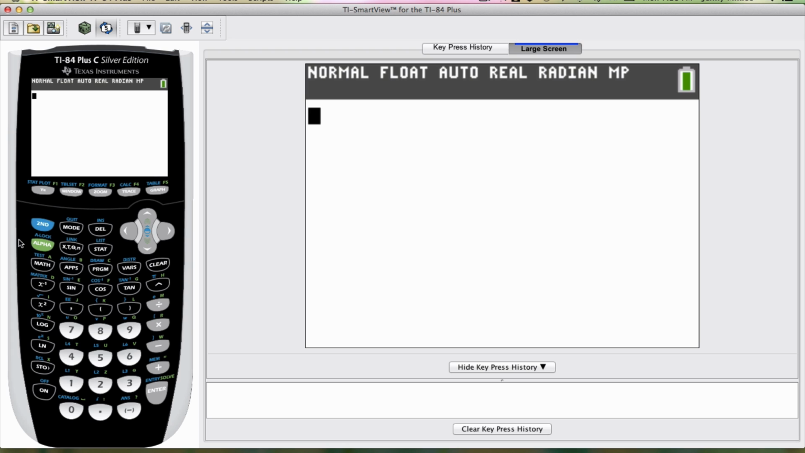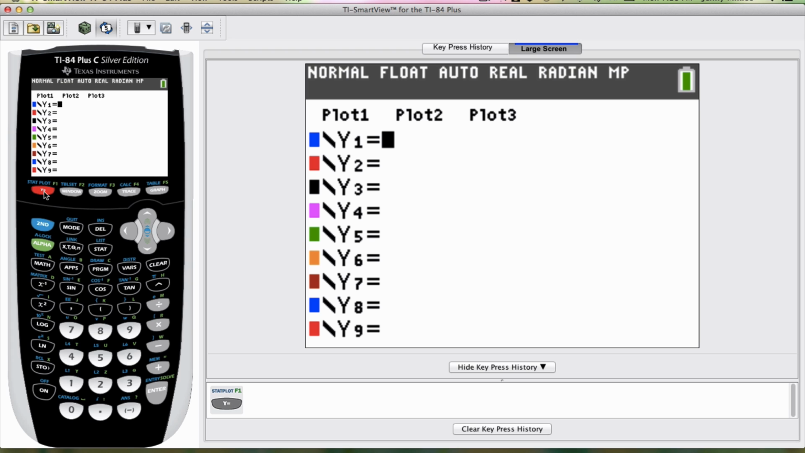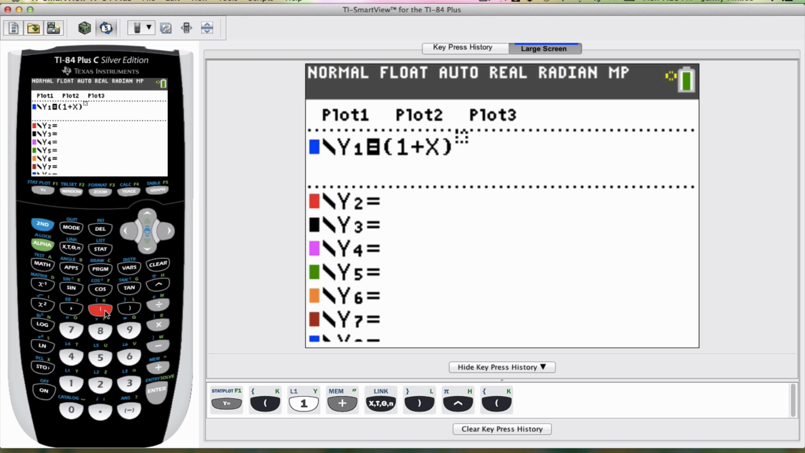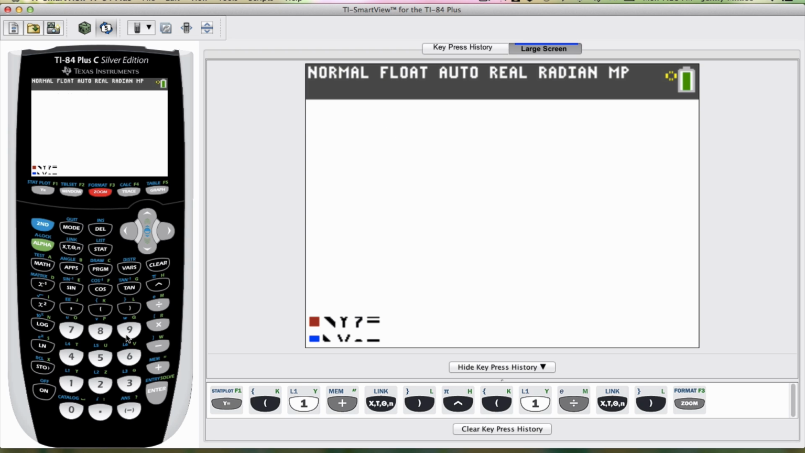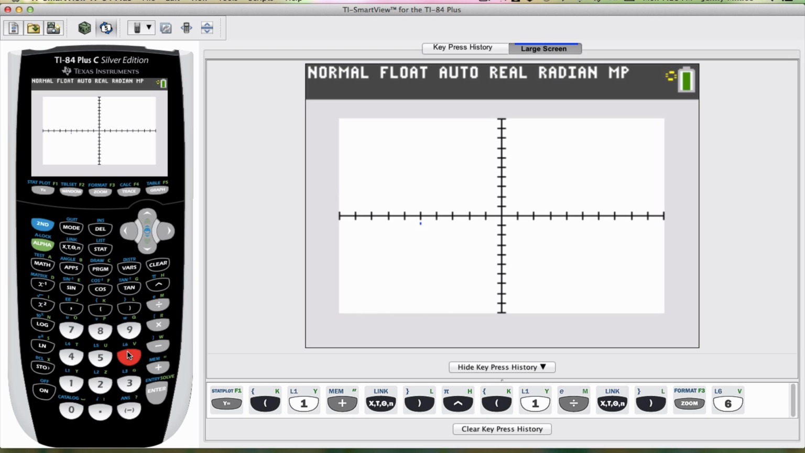Okay, so I'm going to go ahead and graph this. So I'm going to press y equals and go ahead and do 1 plus x to the, and then I would put this in parentheses, 1 divided by x. And I'm going to go ahead and graph this. So I press zoom 6 here. And we're trying to find the limit as x approaches 0. And this looks really, really weird to me.